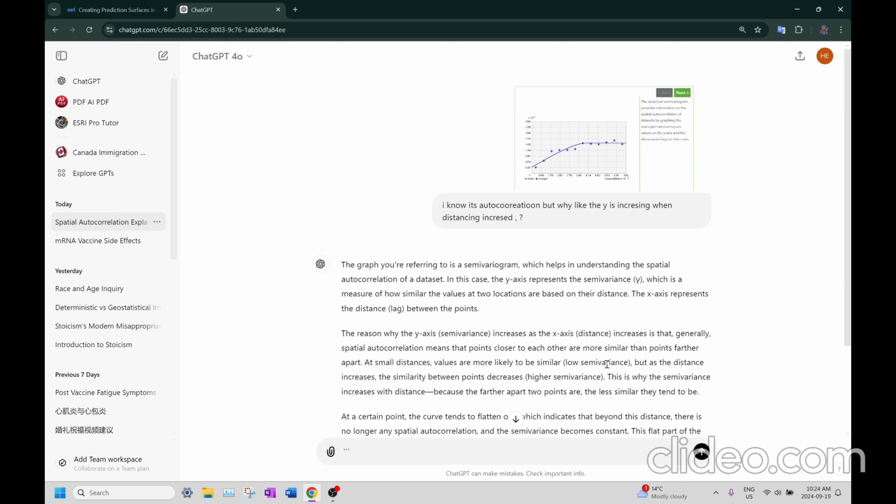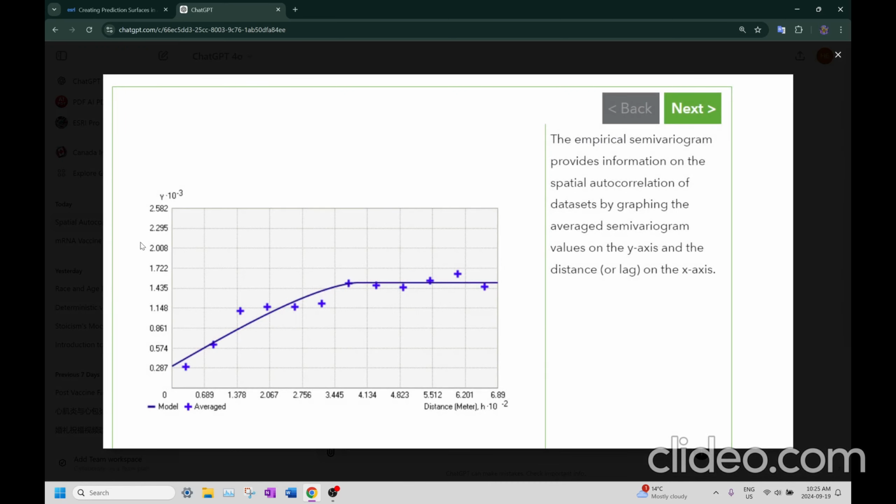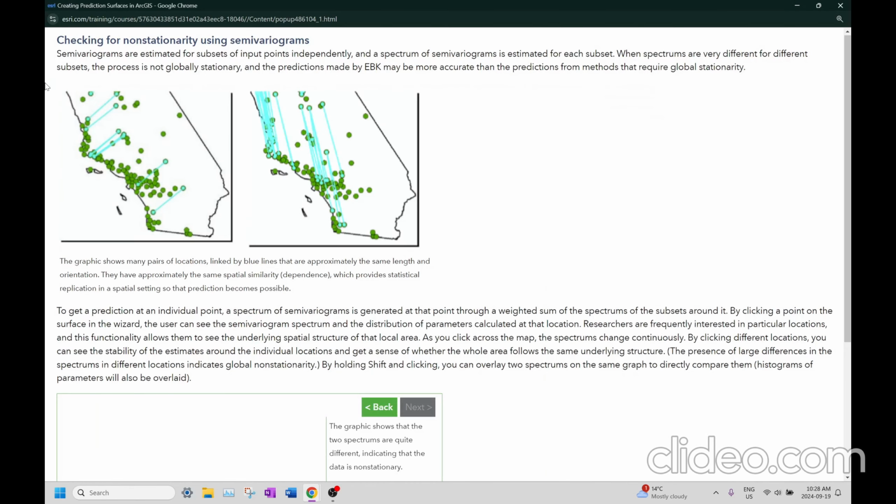So for semivariance, you can focus on the variance. Variance means the difference between things, right? So low semivariance means they are very similar. You can think about it in that way. Also, EBK can check for non-stationarity using semi-variograms.